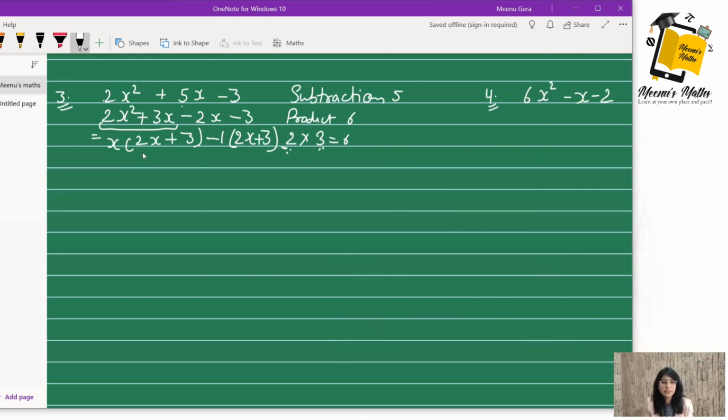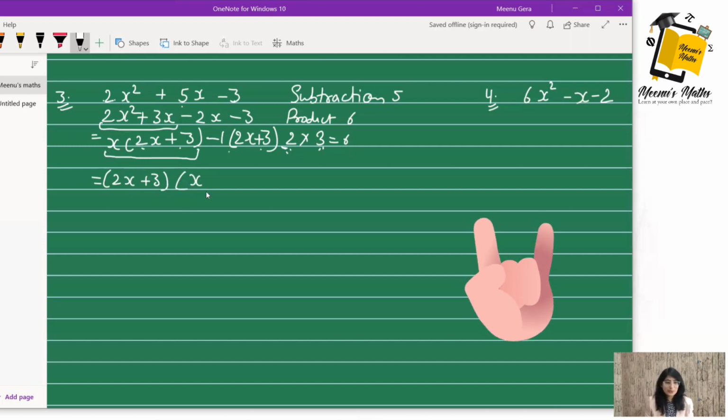Now look at this carefully. In the brackets, we have the same term. That means we are going on the right path. Just take the common term which is in the bracket, 2x plus 3, as common, and it is x here. And I think till now you are getting good at the method. 2x plus 3 is common and minus 1 is here. Its factorization is done. Okay?